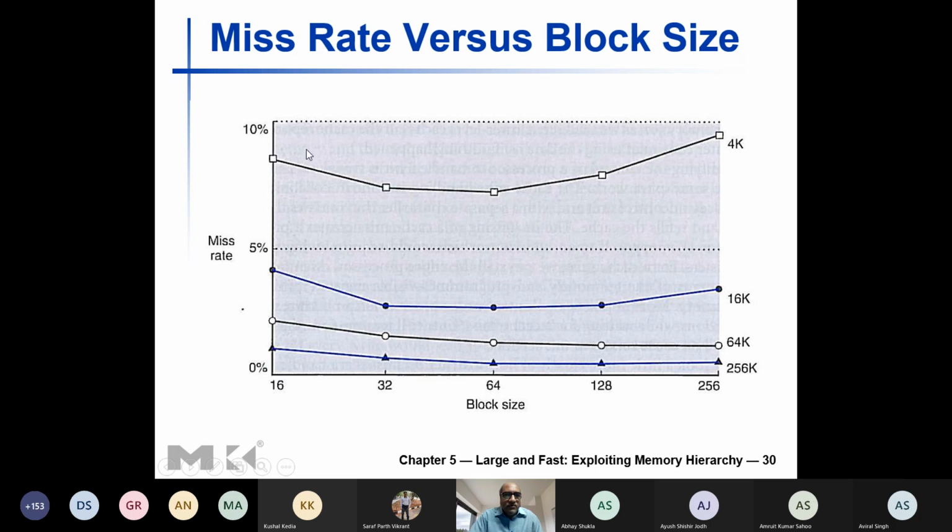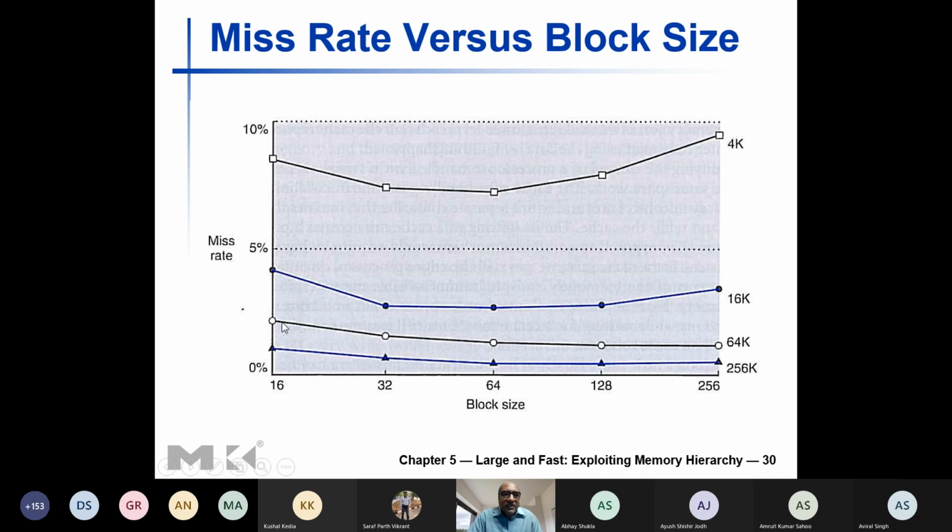In all the cases, particularly for smaller caches, when you increase the block size, the miss rate is reduced. After that, if you increase the block size further relative to the cache size, you can see that there is again an increase in the miss rate. That is what we saw in the previous slides. The miss rate is high initially because of the compulsory misses.